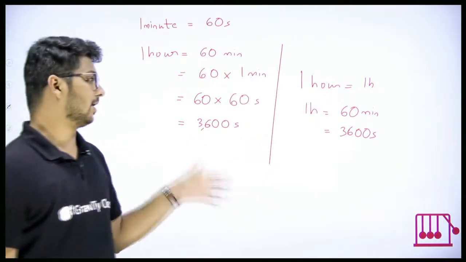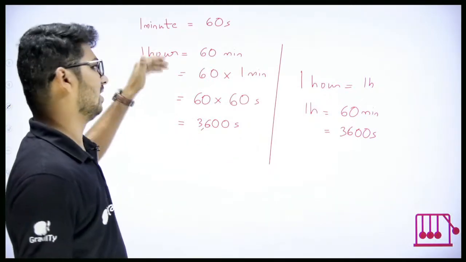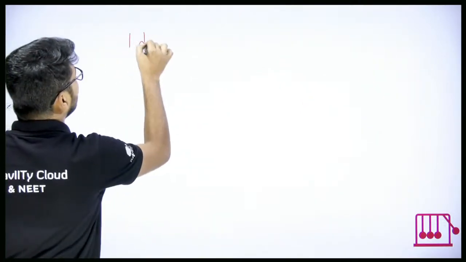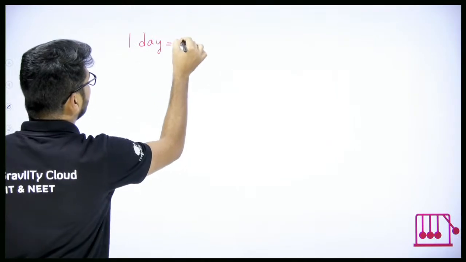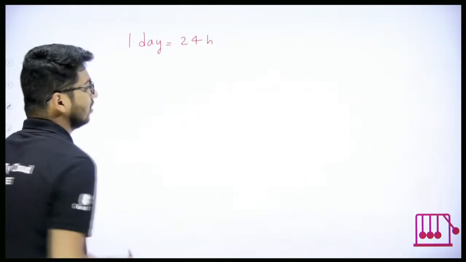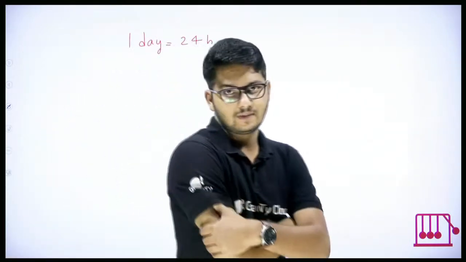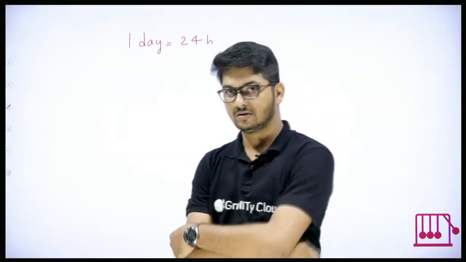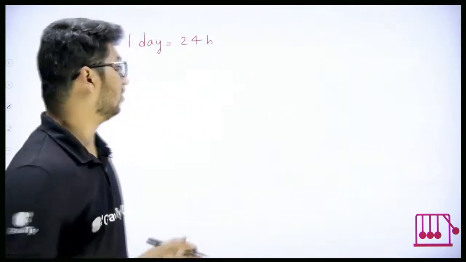Clear? Okay, that's good. So we learned about minute, we learned about hour. Do we have anything else? We have a day. What is 1 day equal to? 1 day is equal to 24 hours. In 1 day we have how many hours? 24 hours. Yes? Okay, good.